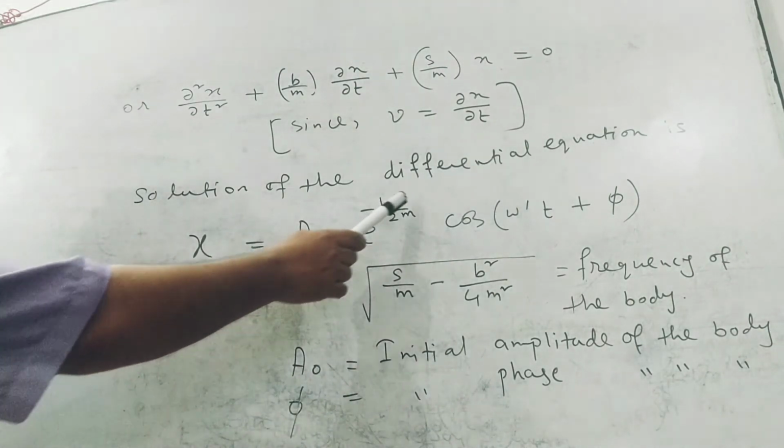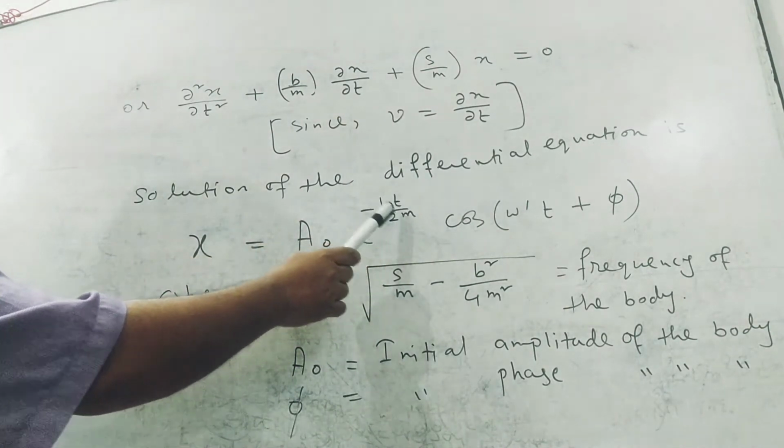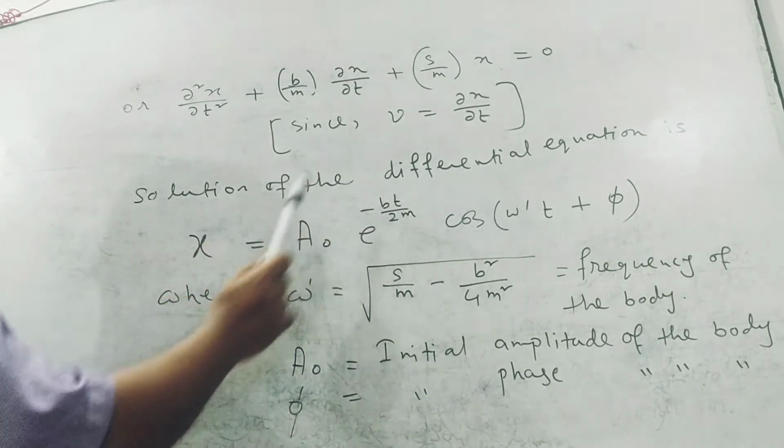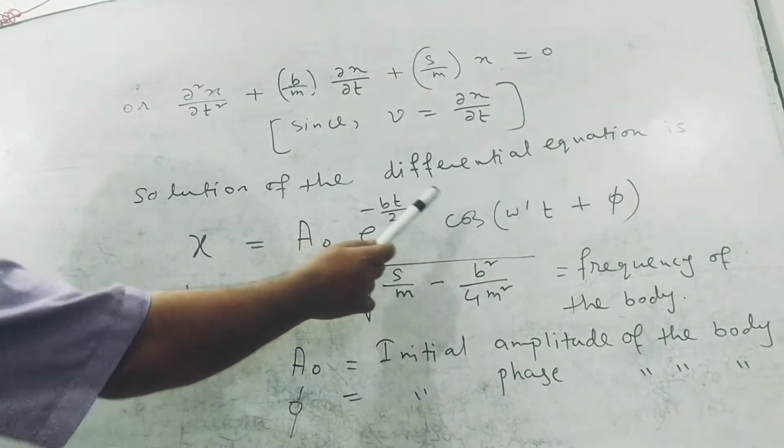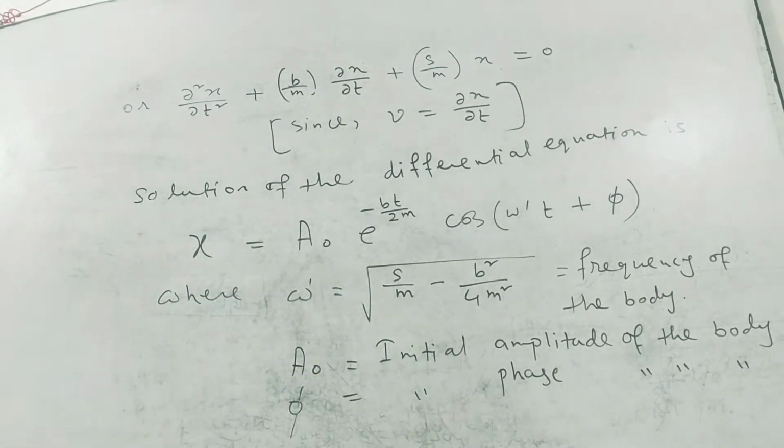Here the amplitude of the body, A0 e to the power minus bt by 2m, depends on time. When t tends to infinity, then the amplitude becomes 0. That's why after some time the body stops its vibration. When the dissipative force is more, then the time duration to stop the body is less.